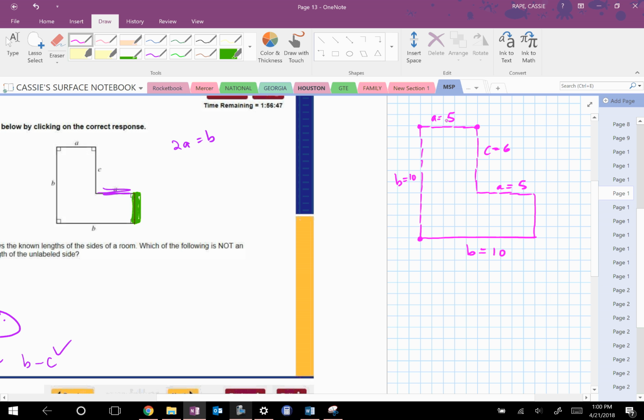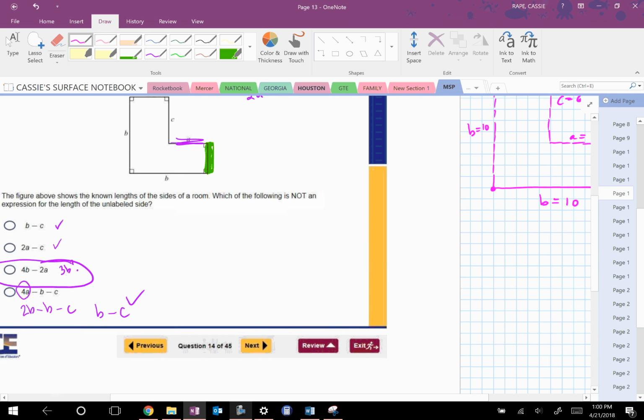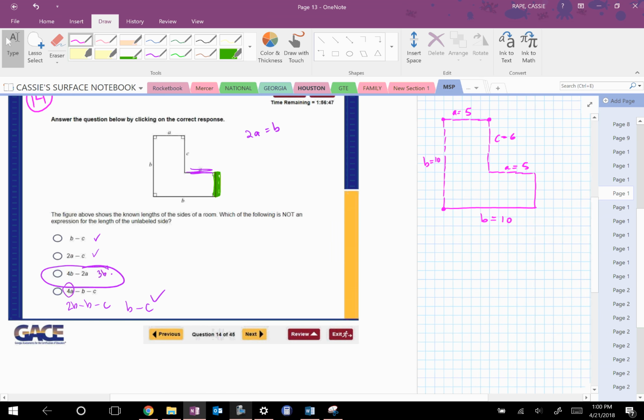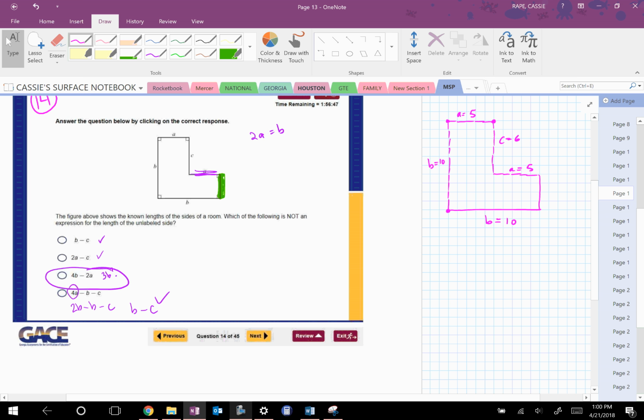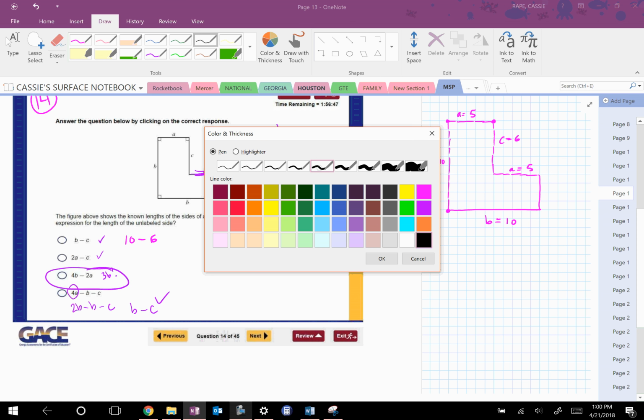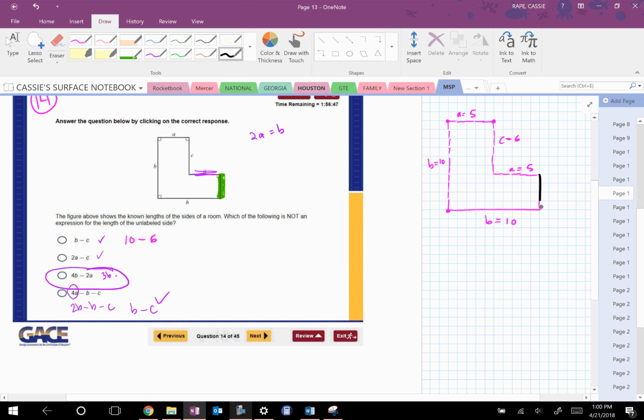So then I looked at these expressions. By the way, if C was 6, this unlabeled side is 4. So what I'm looking for is, does this work out? B minus C is 10 minus 6, which is 4. Yes. Moving on, 2A, so 2 times 5, minus 6. Is that equal to 4? That'd be 10 minus 6, and that is, in fact, equal to 4.